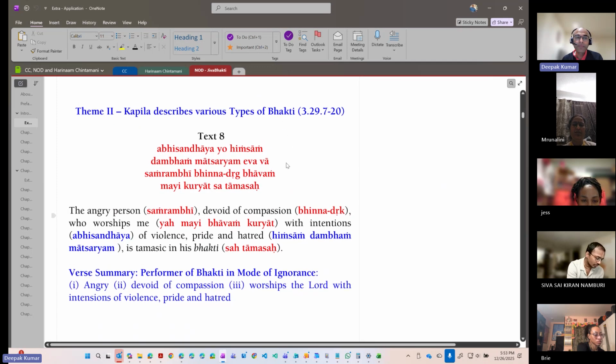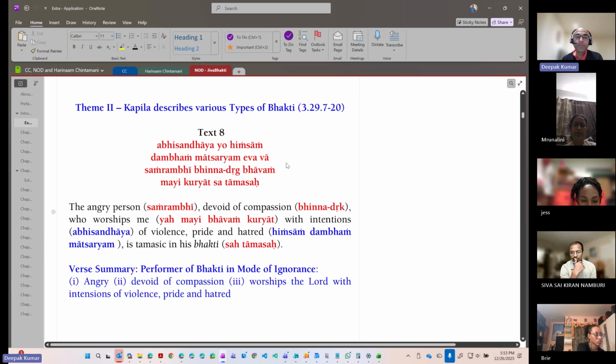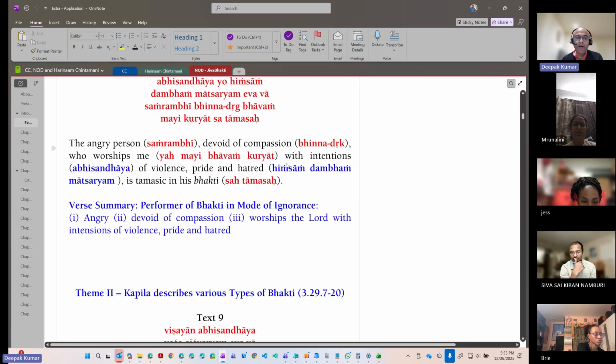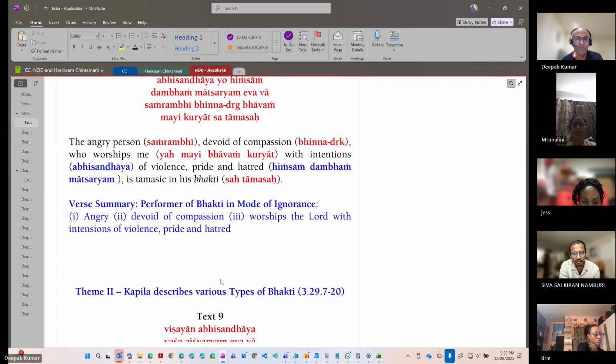So Kapila Muni, who was the incarnation of Krishna, describes to his mother various types of bhakti, and this is one of the definitions. Anybody would like to read this? Not the Sanskrit, the English. The angry person, Samrambhi, devoid of compassion, Bhinnadrit, who worships me, Yamayi Bhavam Kurya, with intentions Abhisandhaya of violence, pride, and hatred, Himsam Dambam Matsaryam, is Tamasik in his bhakti, Tamasah.